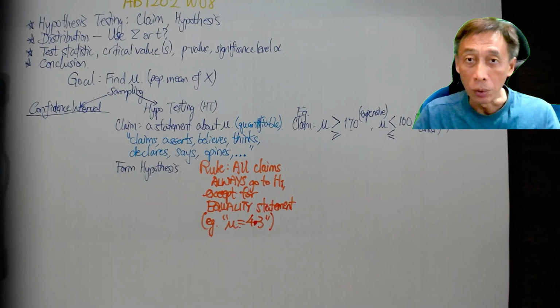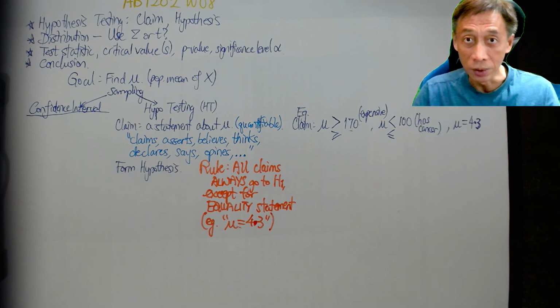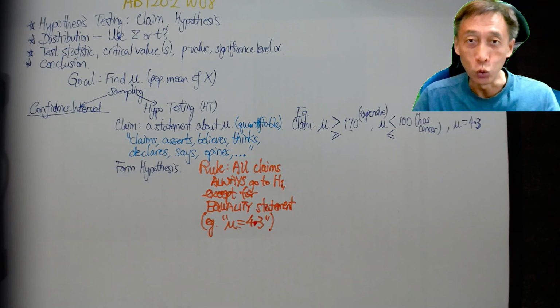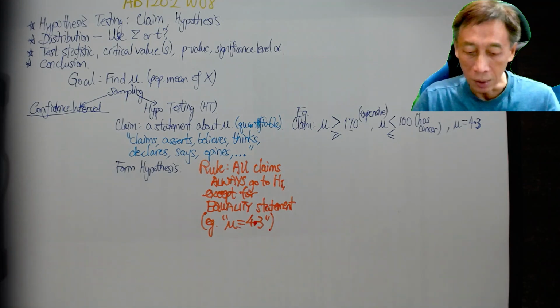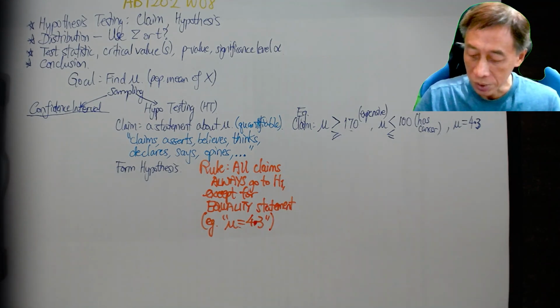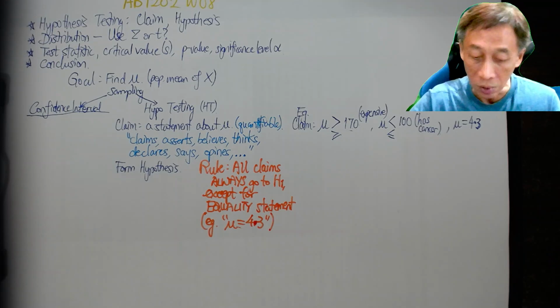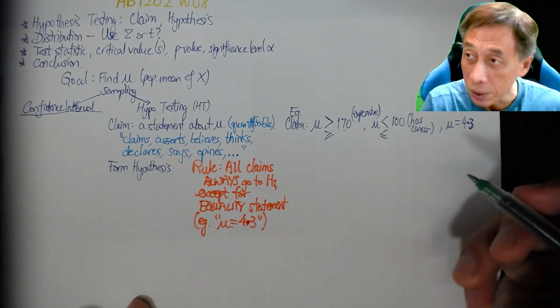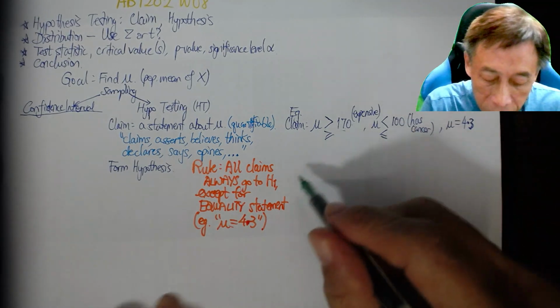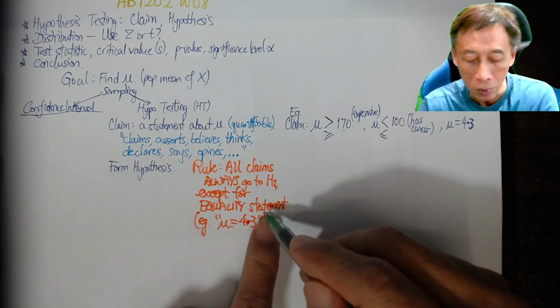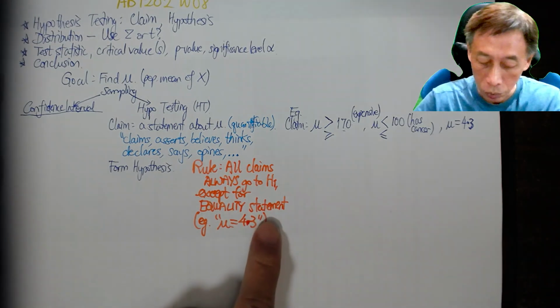Okay, so now that we have clarified that, and you understand that there is this golden rule, this not golden rule, secret rule, right? To put down the claimed statements properly, now it is a lot easier. How come? Because we're going to see that a claim statement always goes to H1 and not H0, except for an equality statement, which goes to H0.